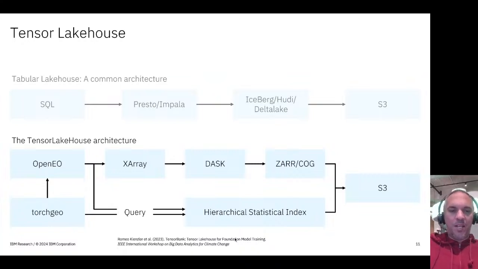In addition, we have here another route where we support directly grabbing data from the Tensor Lakehouse and streaming it to PyTorch. And that way we do not really need to download the data, we just point it to our Tensor Lakehouse endpoint. Another interesting property here is the hierarchical statistical index, HSI, we call it HSI.